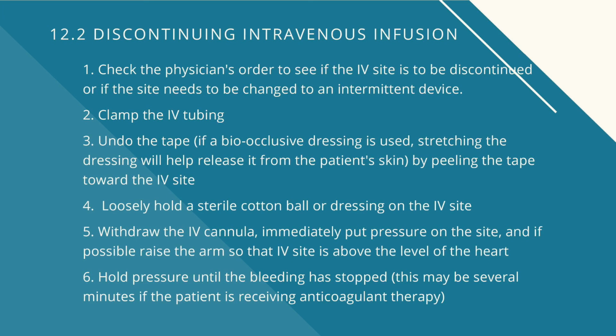Fourth, loosely hold a sterile cotton ball or dressing on the IV site. Fifth, withdraw the IV cannula, immediately put pressure on the site, and if possible, raise the arm so that the IV site is above the level of the heart. And lastly, hold pressure until the bleeding has stopped. This may be several minutes if the patient is receiving anticoagulant therapy.